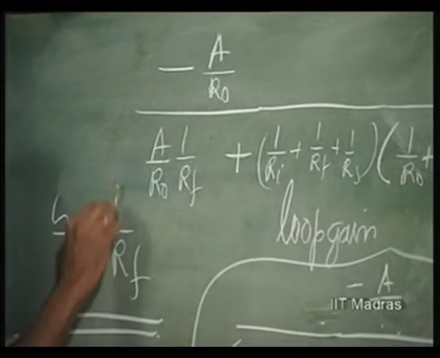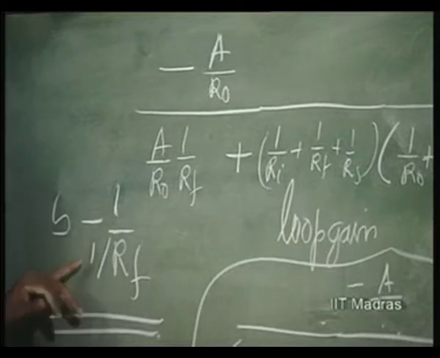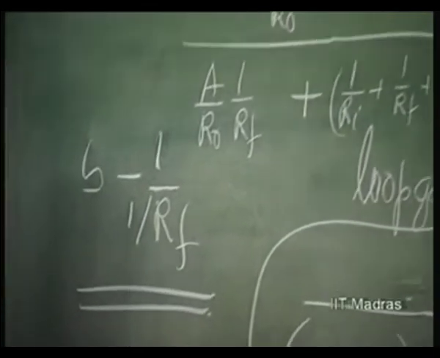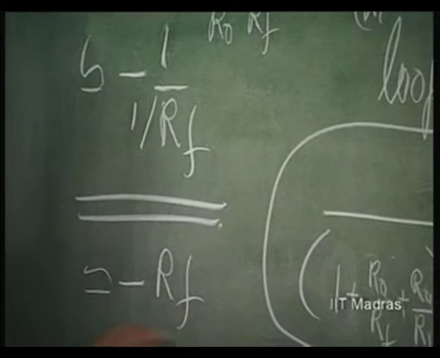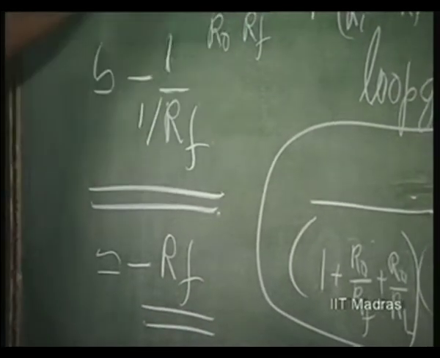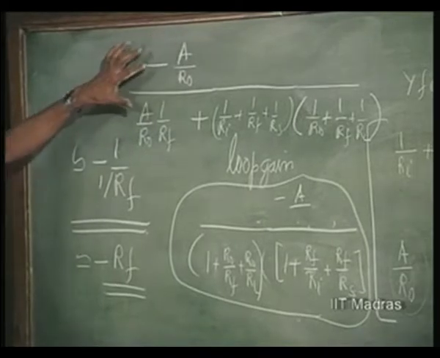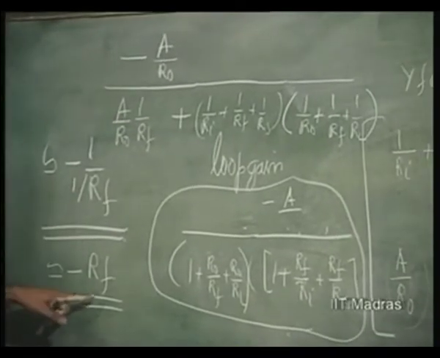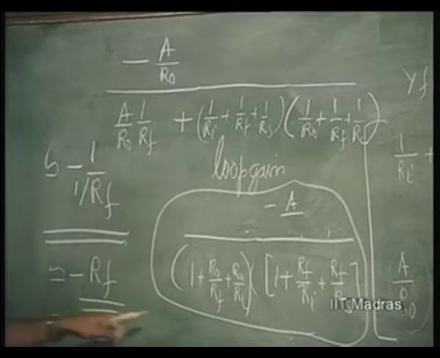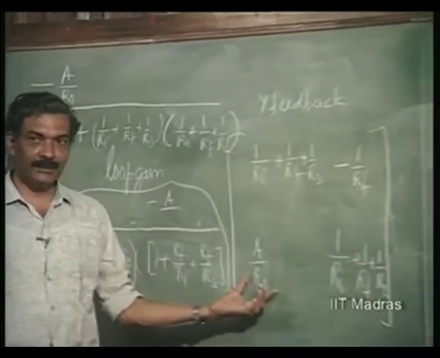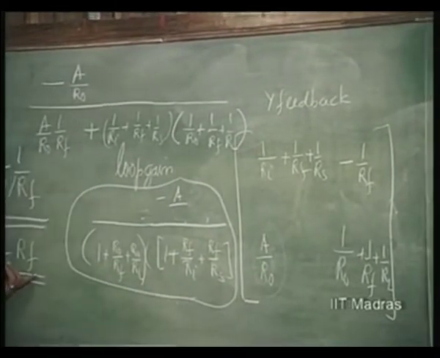That is 1 by minus 1 over Rf, or this is going to be equal to minus Rf. Here, A by R naught will get cancelled with A by R naught. So, this will be 1 by minus 1 over Rf, or minus Rf. So, the Z parameter ZF is going to be minus Rf. Okay.